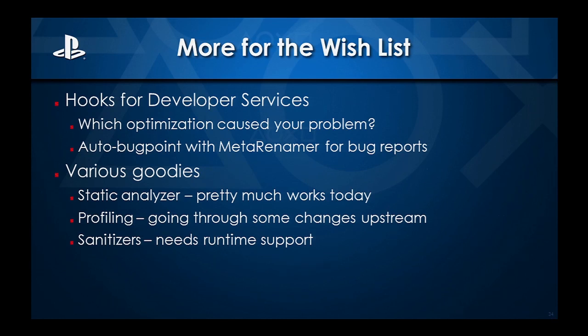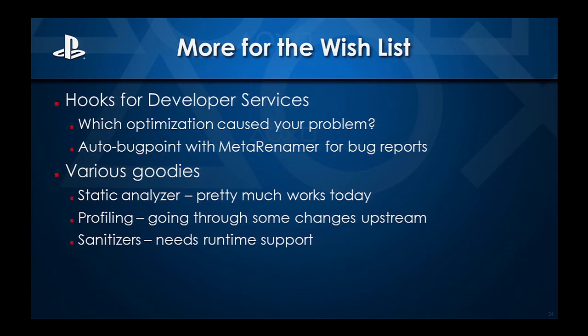A few other things on the wish list. Developer services people would like a way to figure out which optimization is causing a problem. You have your race car game and it works fine except all of the cars are upside down. This really happened. So what optimization is causing this problem? Some compilers have a way to say, do the first 35 passes and stop, and then you can bisect which optimization is causing the problem that way, pretty much.